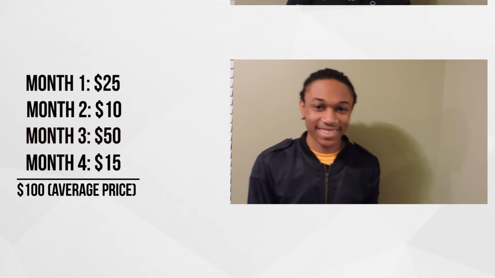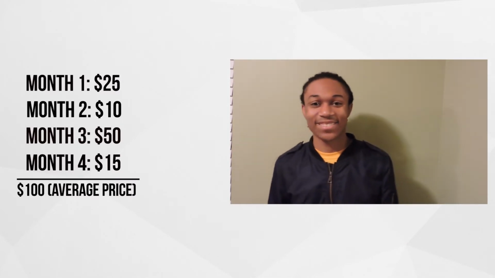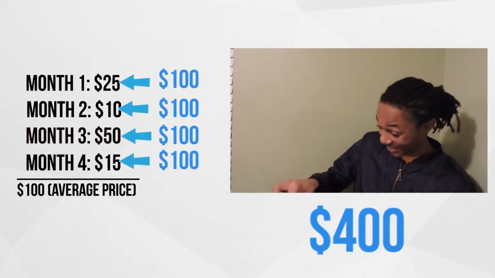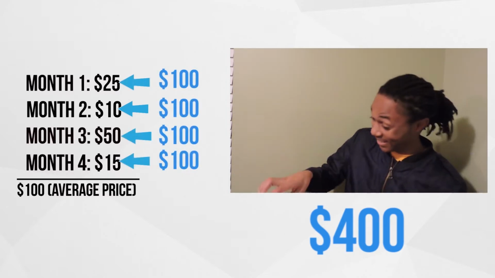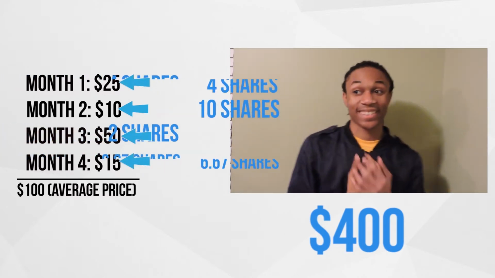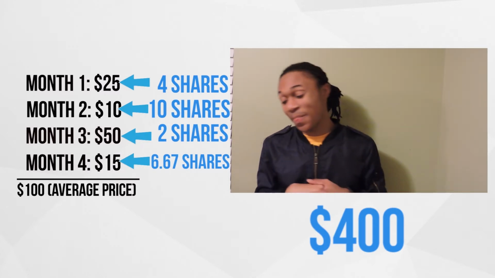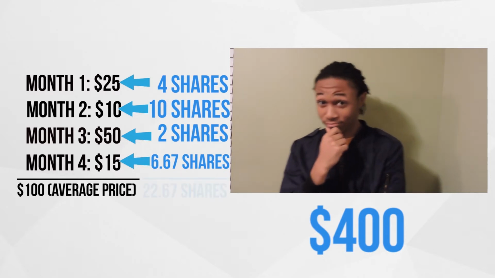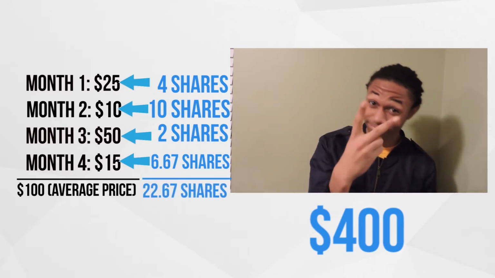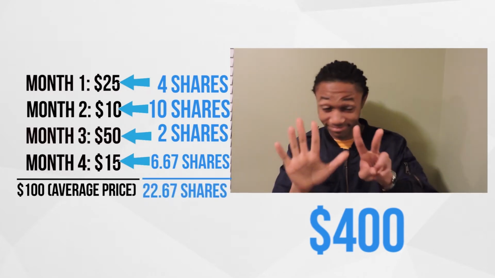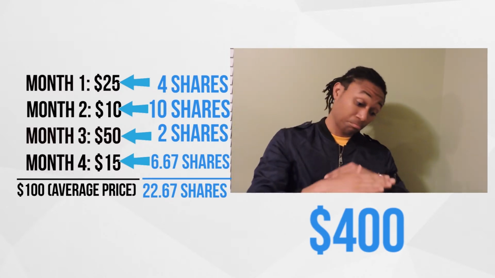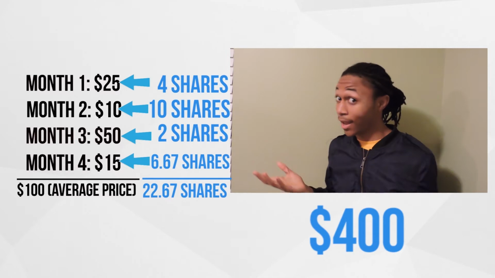You, on the other hand, decided to invest your money more consistently. So you put $400 aside, $100 each month into this mutual fund. Even though this means you purchased fewer shares in months 1 and 3 when the price was higher, you take advantage of the lower months as well and purchase 22.67 shares in total. So not only is that more shares, by investing every month, you've also reduced your chances of investing large lump sums at the wrong time.